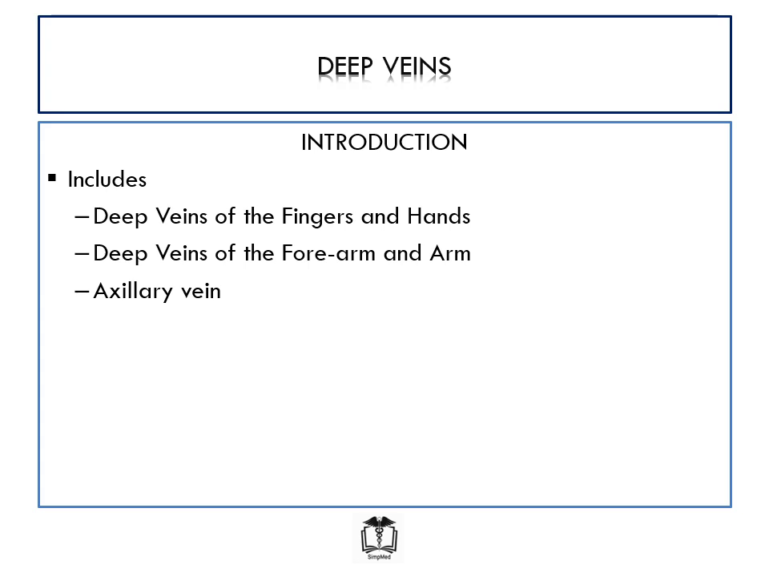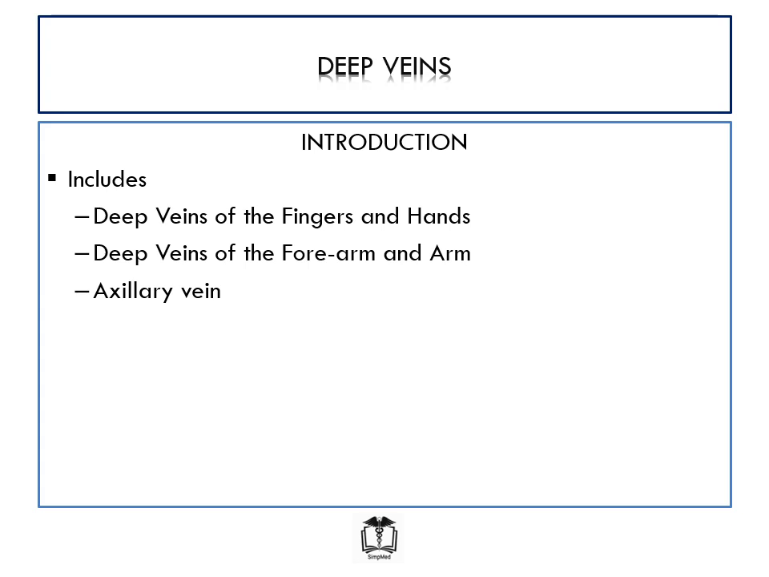So most of these veins tend to have similar names to the arteries. For example, the deep veins of the fingers and hand will be referred to as the digital veins. That's the one for the fingers, and maybe the palmar veins or the dorsal veins. That's veins present within the hand.